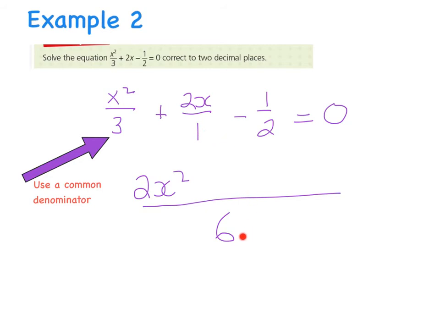And then 1 goes into 6 times, so it's 6 times 2x plus 6 times 2x. And the last one then is 2 goes into 6 3 times, and don't forget your minus here, so it is minus 3 times 1 equals 0. Okay, so what I have at this point is 2x squared plus 6 times 2x minus 3 times 1 all over 6.